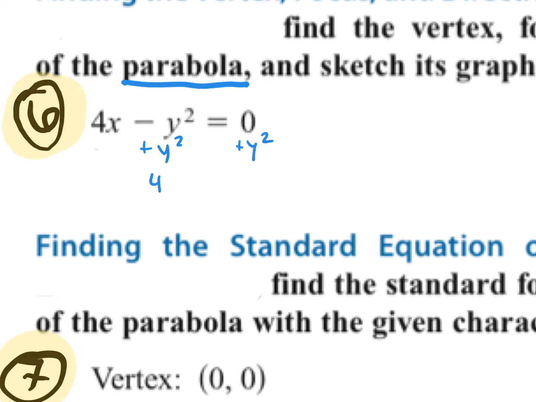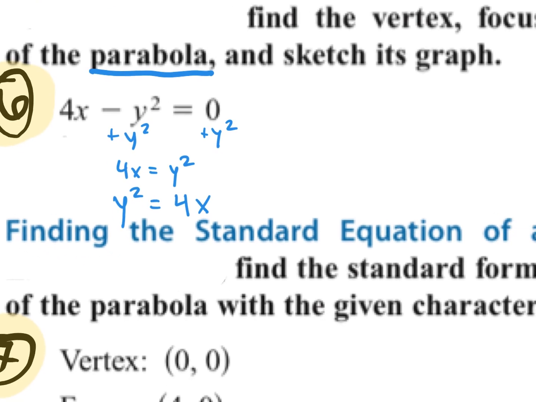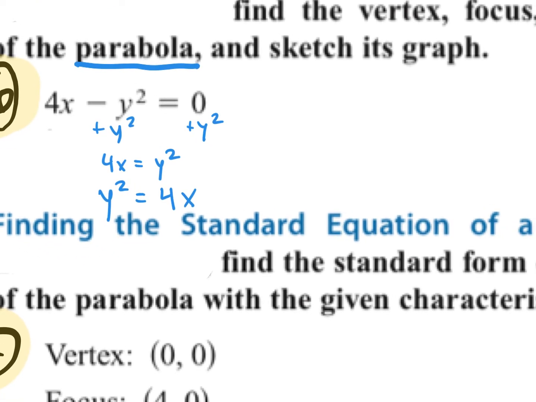4x equals y squared. I'm used to seeing the squared number on the left, but I can just switch the order, so it'll be y squared is equal to 4x. Same thing. So this would be my standard form. What's my vertex here? 0, 0. Perfect. Vertex is 0, 0, because I'm not adding anything to the y, I'm not adding anything to the x.